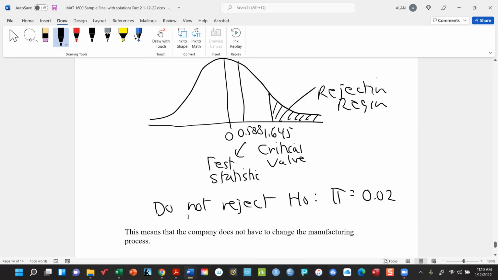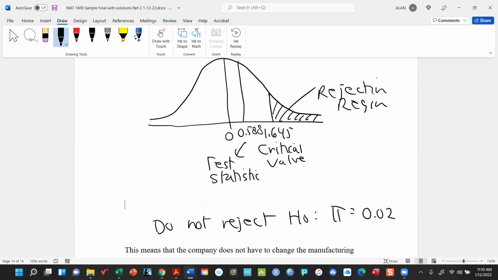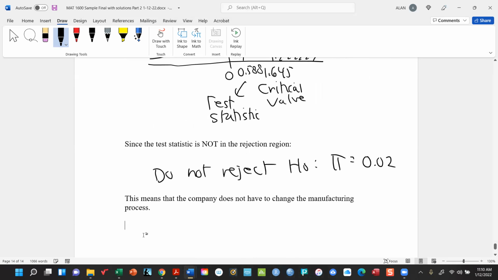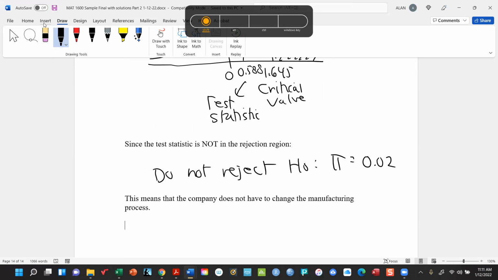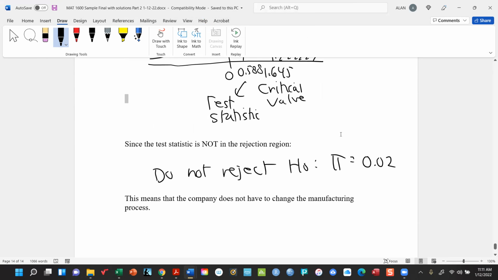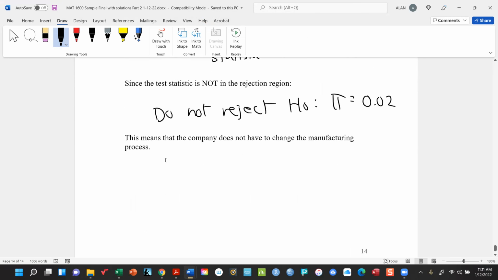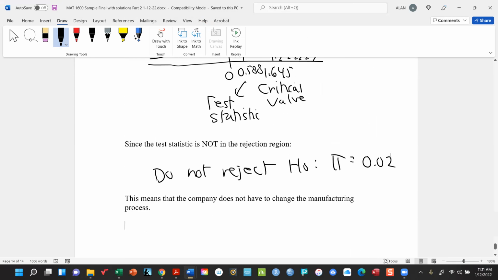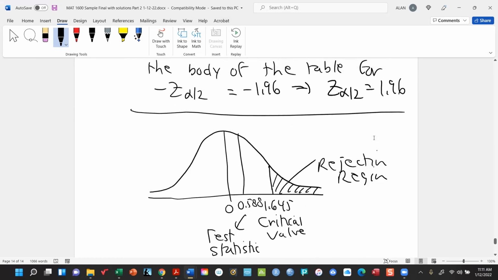Okay, so let me just sneak in one more detail here. Since the test statistic is not in the rejection region, do not reject. And therefore we don't have to change the process. Because even though the sample proportion was a little high, it wasn't high enough to conclude that the entire population is above 2%. It just means we happened to grab an unusually difficult sample, one that had more defects than usual. All right, so you know what? That was the whole thing. So we're done.